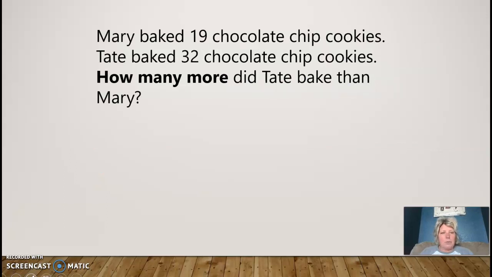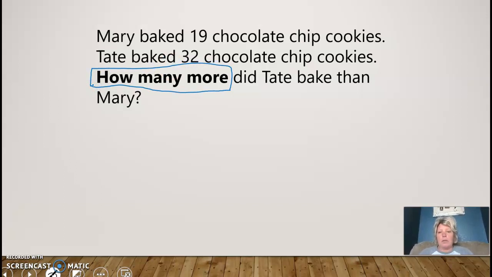Here's my first question. It says Mary baked 19 chocolate chip cookies. Tate baked 32 chocolate chip cookies. How many more did Tate bake than Mary? So right away I see those clue words. How many more? That is telling me they want me to compare with these two characters.